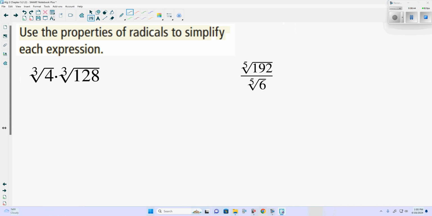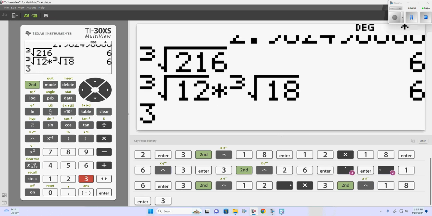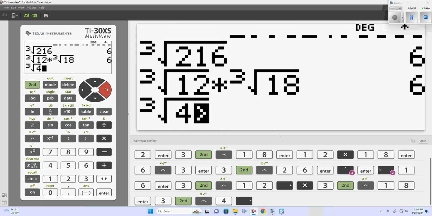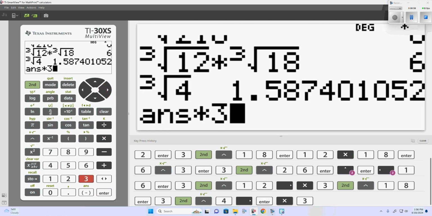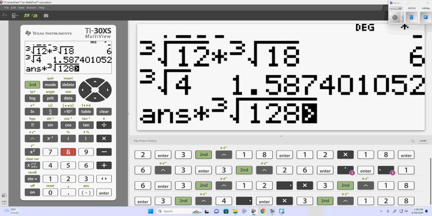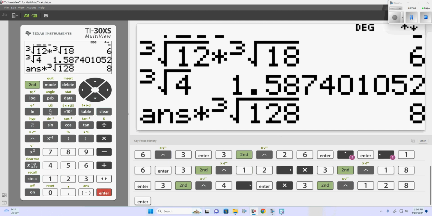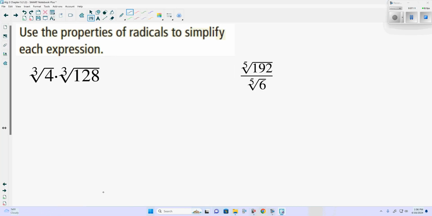Cubed root of 4 times the cubed root of 128. We can try. Cubed root of 4 is that. Yeah. Cubed root of 4 times cubed root of 128 is 8. So some of these work out nicely, and it would actually work out nicely on either one.